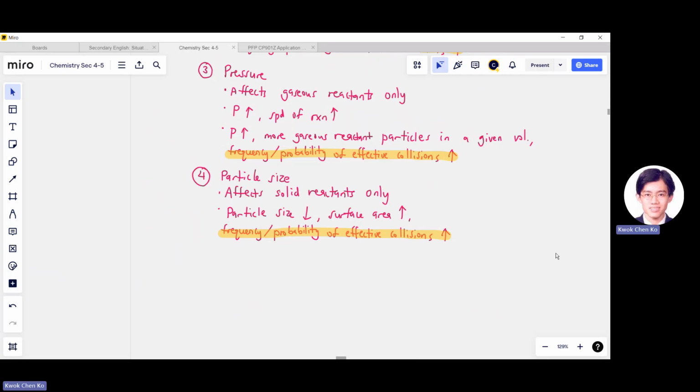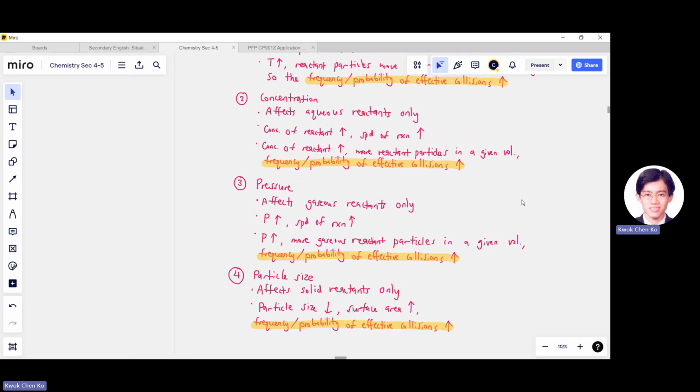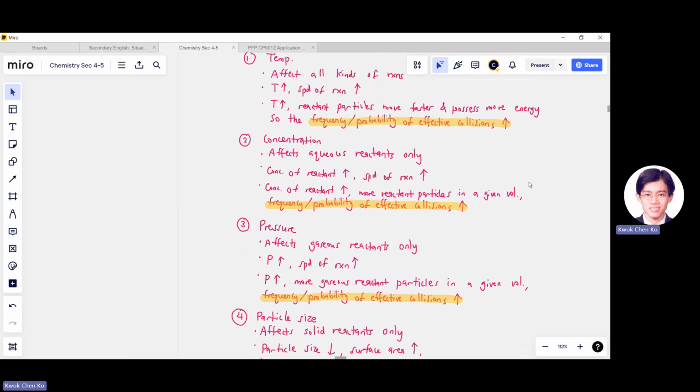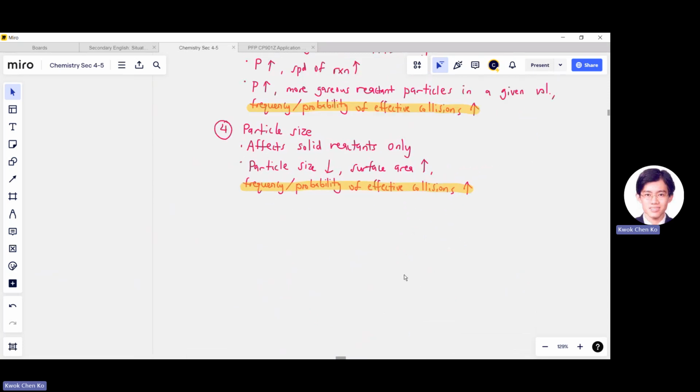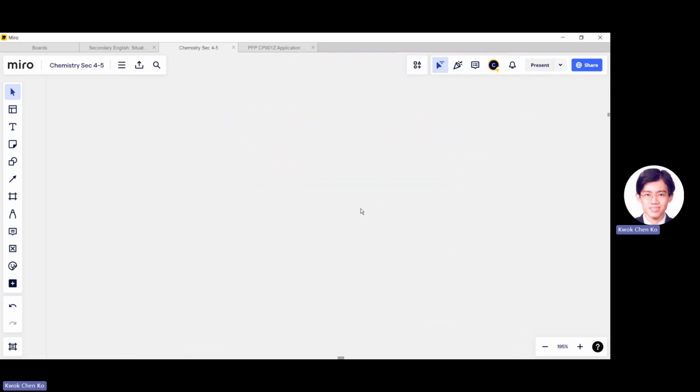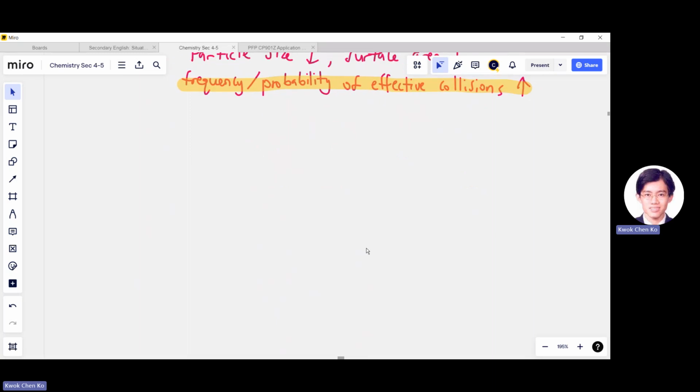So guys, please remember these four factors. Just to give you an idea, let's look at this example. Let's say in this direction.